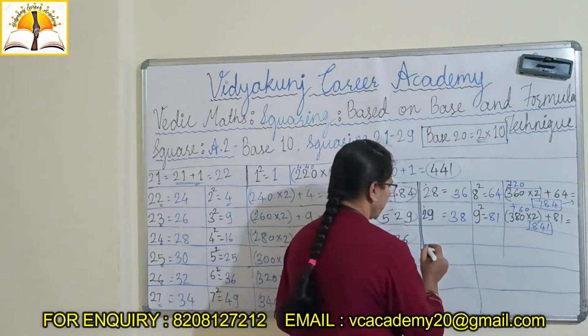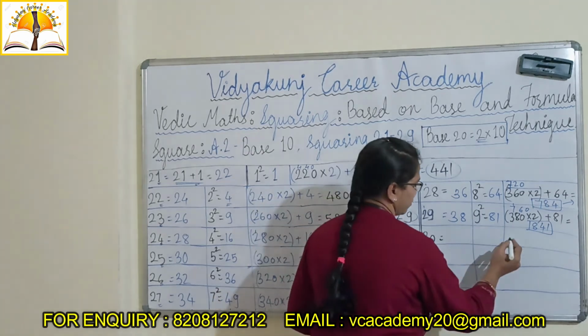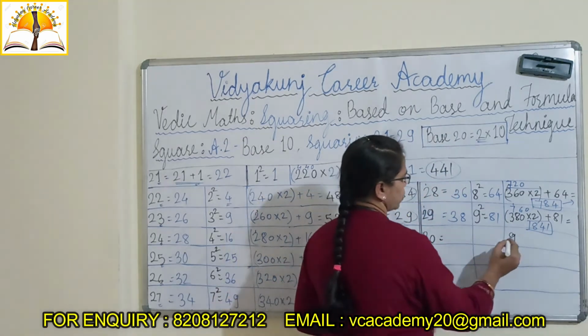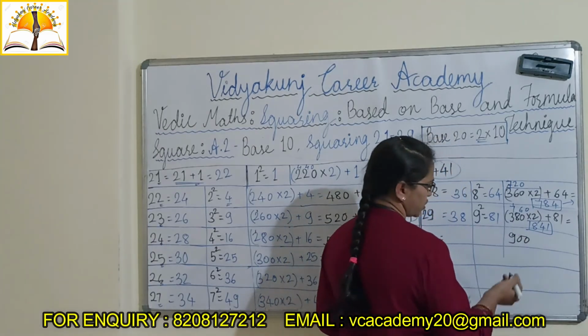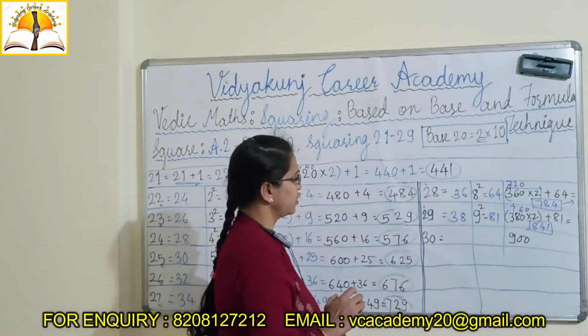30 square you know. Yes or no? 30 square. 3 3s are 9. So here how many 0s? 1, 0. We have to put here 2 zeros. This is its square. 30 square is 900.